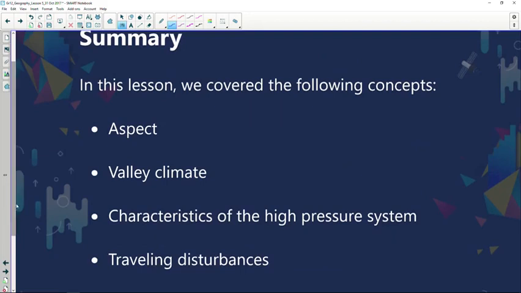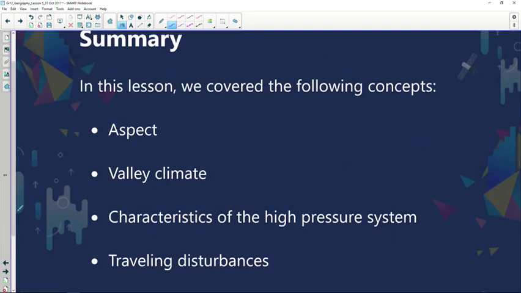Now, this was our last section of climatology. If we look at it, we discussed the aspects, your north and south facing slopes. We looked at our valley climates, for instance, katabatic and anabatic breezes. We looked at our high pressure systems, your anticyclones: Kalahari, South Indian, South Atlantic. We looked at our travelling disturbances, like the Bergwinds and the line thunderstorms. This covered our climatology section.